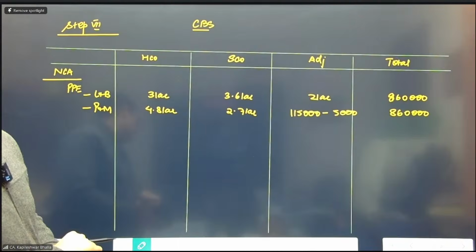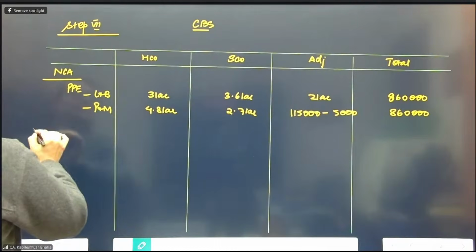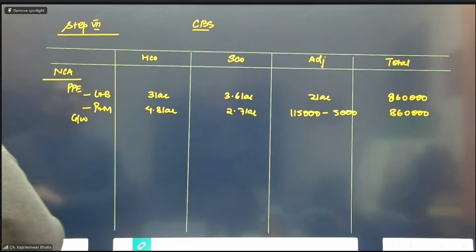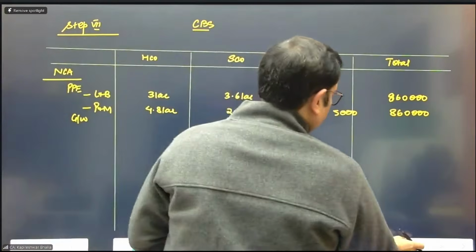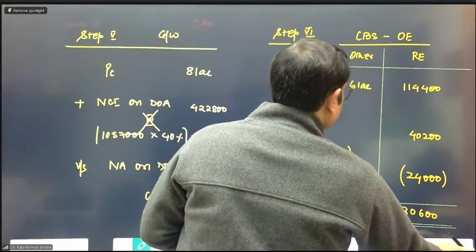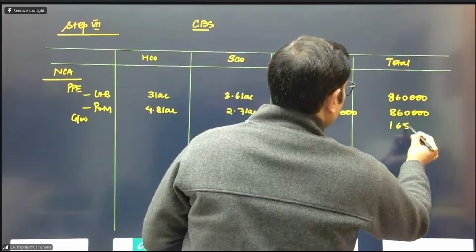Investments will not appear. And then we've got the goodwill, lest we forget. I guess the goodwill which we calculated was 1,65,800.